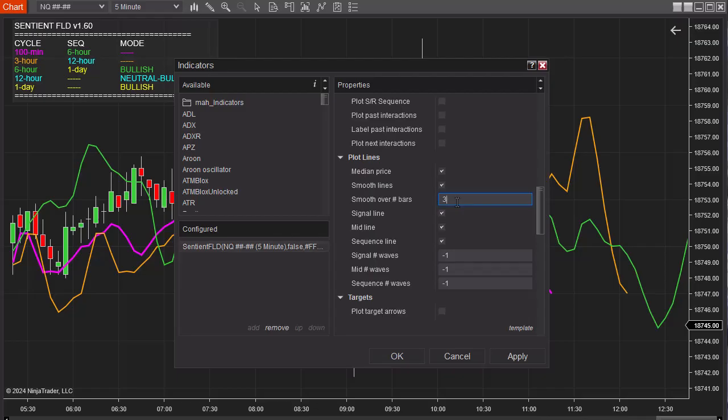Anything longer than 9 bars, you're going to run into trouble because the number of bars by which the FLD is displaced could then be fewer than the number of bars over which you are smoothing it, and that will cause problems.